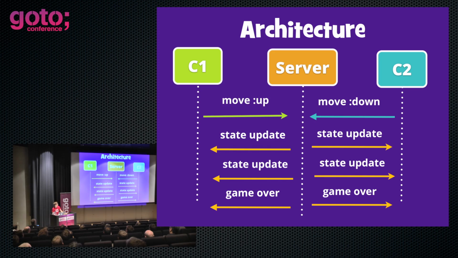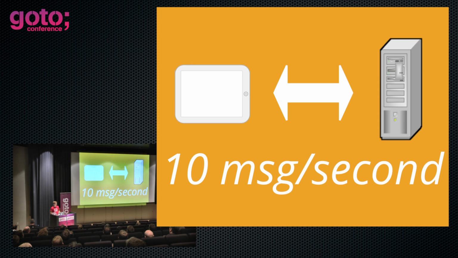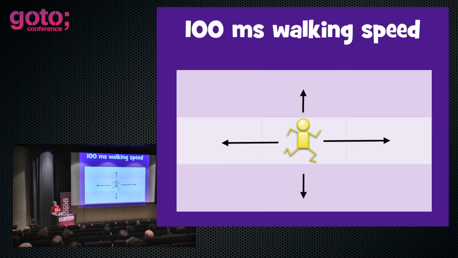So here's the new architecture. Clients send in their commands, the server bundles them, applies them to its authoritative state, and then sends out the updates to all the clients. And this happens roughly 10 times a second from the server, but also roughly 10 times a second from the client. Because the walking speed of your Bomberman in the way we built the game is roughly 100 milliseconds to go from one field to the next field.